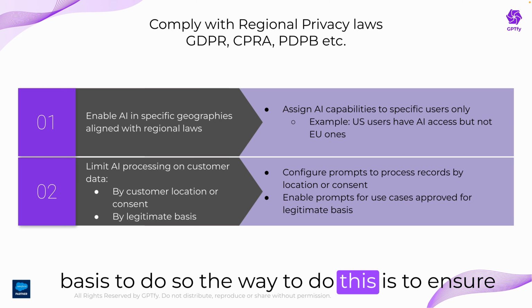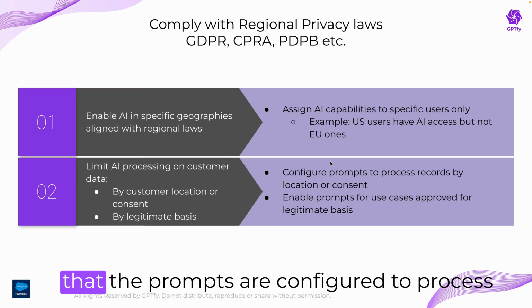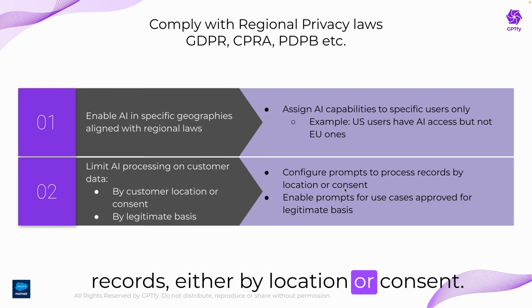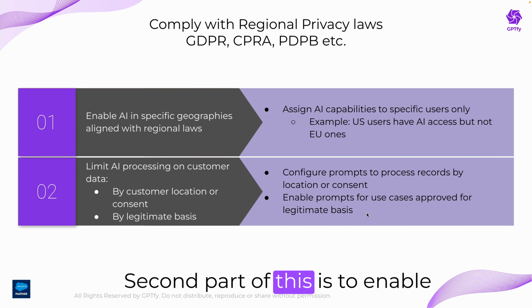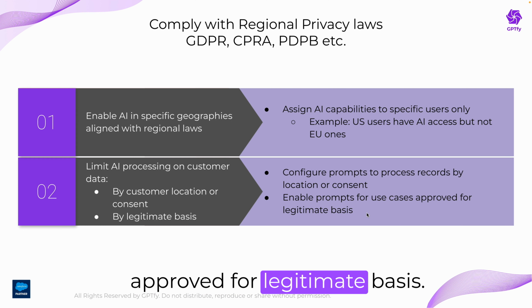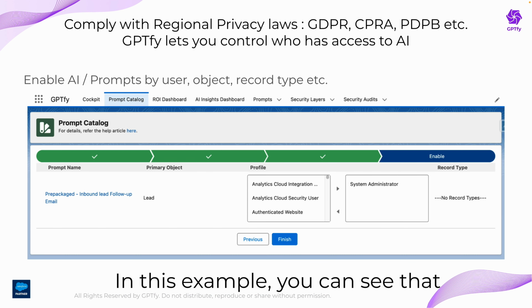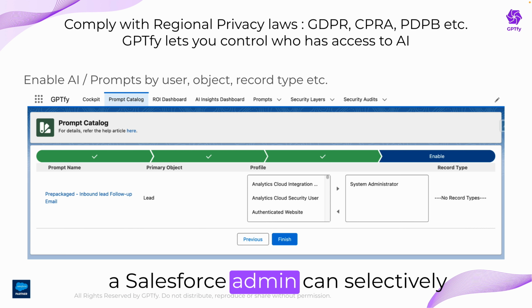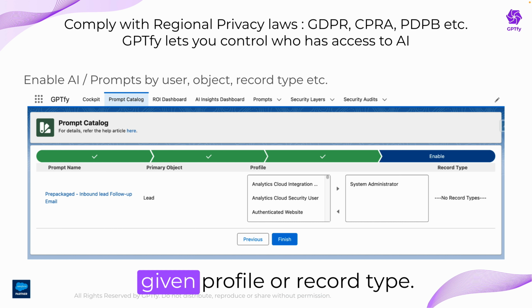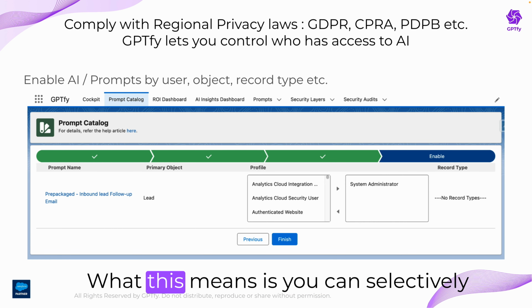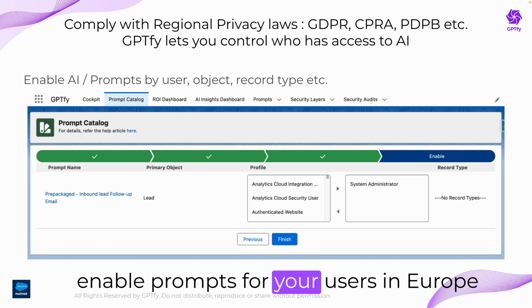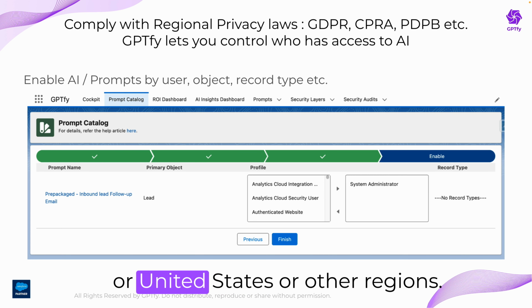The way to do this is to ensure that the prompts are configured to process records either by location or consent. Second part of this is to enable prompts for use cases that are approved for legitimate basis. In this example, you can see that a Salesforce admin can selectively enable specific prompts for a given profile or record type.